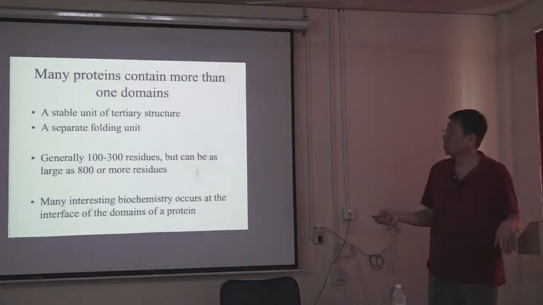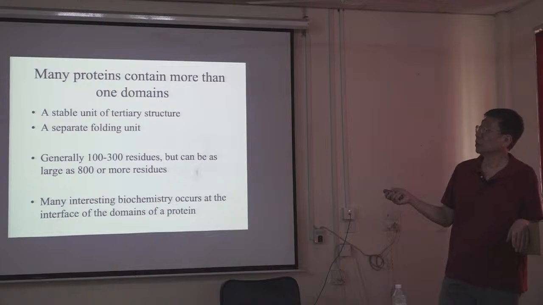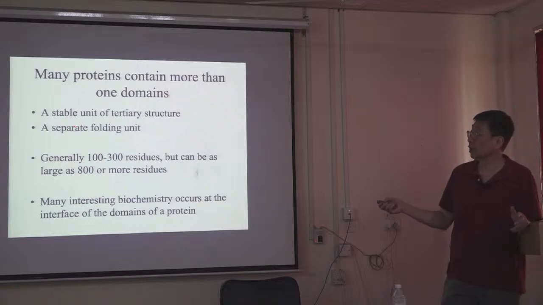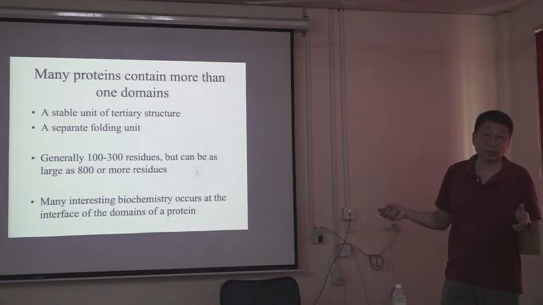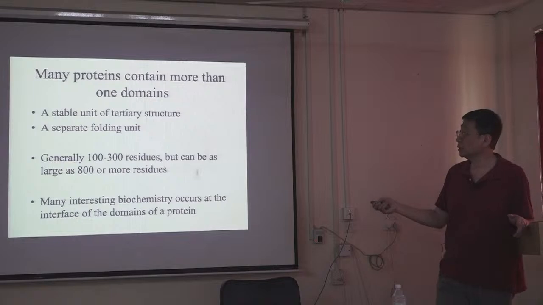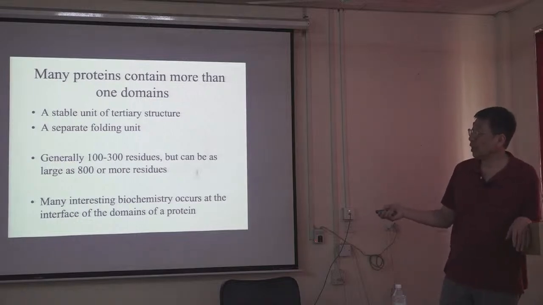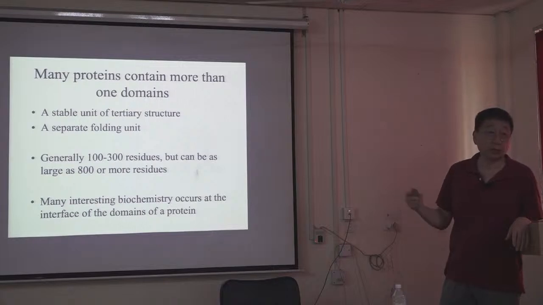Okay. So you already saw in the case of chymotrypsin, many proteins contain more than one domain. A domain is a stable unit of structure, or a separate folding unit. Typically about a couple hundred residues large, but it can be as large as 800 residues. So structures are known where a protein has one domain, but it's 800 residues long. But typically somewhere around a couple hundred. And I already mentioned this, many interesting biochemistry occurs at the interface between domains, just like what we see with chymotrypsin.